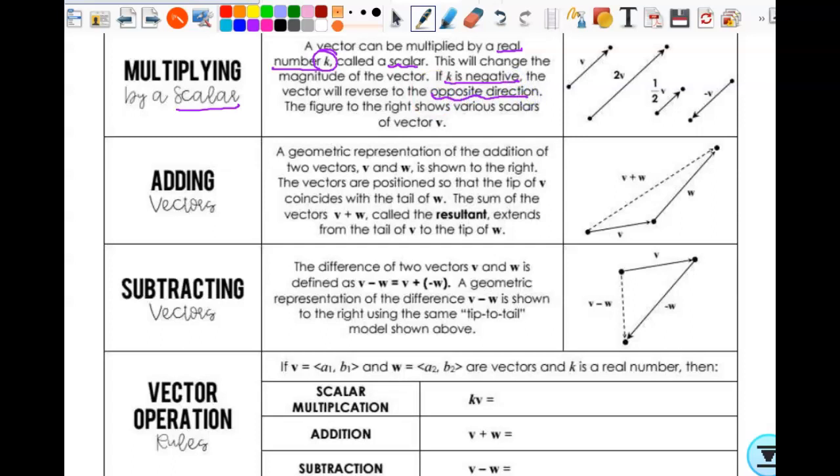So here's a couple little examples. I mean, it really should make total sense. So here's vector v. Remember, the vectors can be anywhere. We don't know anything about location. So 2 times vector v is going to have the same angle. It's just twice as long. Half of v, same angle, half as long. Negative v, same angle, just going in the opposite direction.